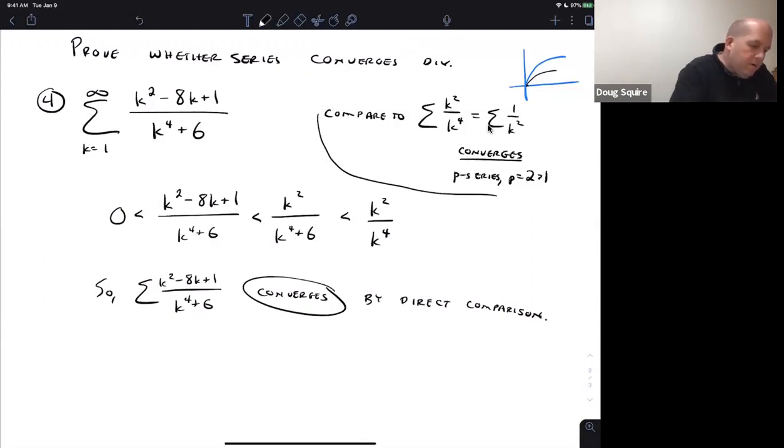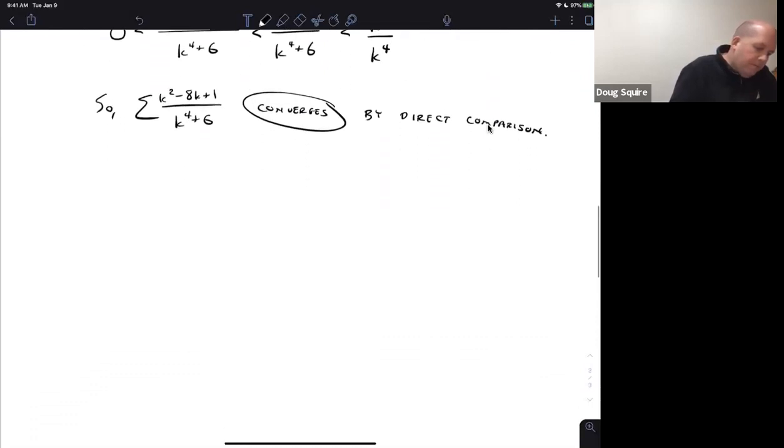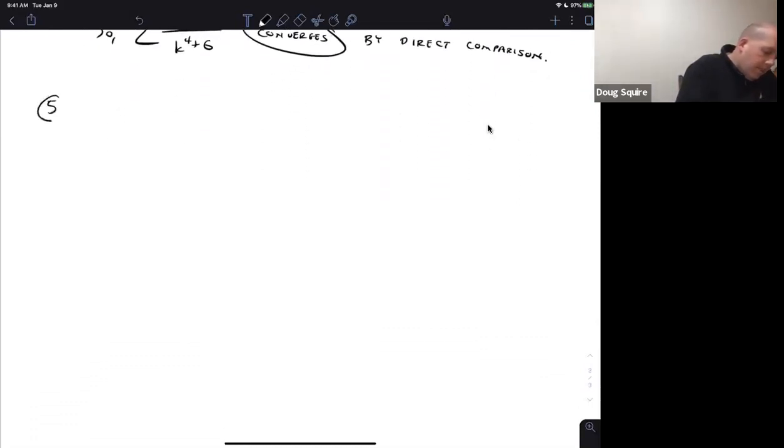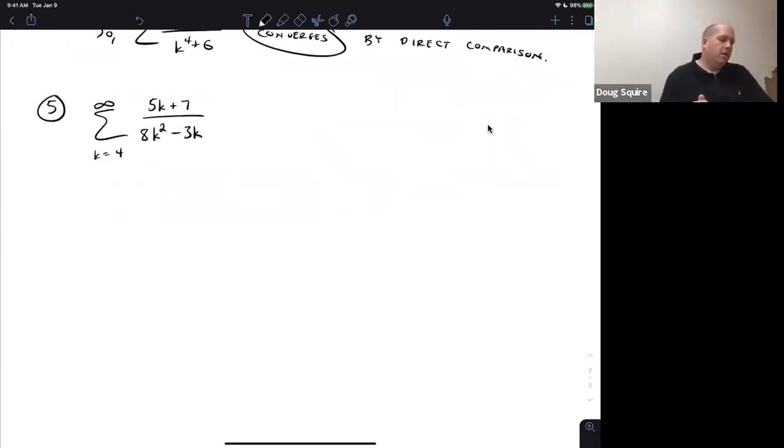All right. So I want to look at another one, and then I want to talk about how some of this can switch. Okay, so let's go through another problem. If we've got the sum from 4 to infinity of 5k plus 7 over 8k squared minus 3k.